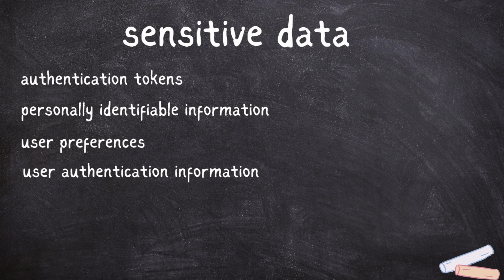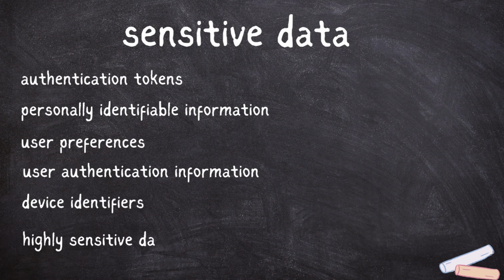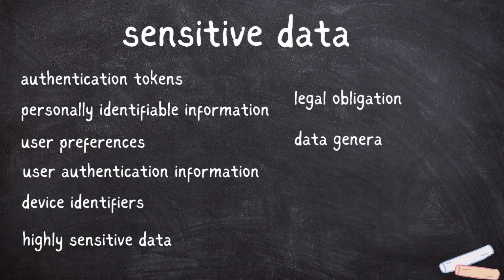We also have, as part of the personally identifiable information, bank account numbers, even health information, credit card numbers. We also have device identifiers that may identify a user, highly sensitive data that would even harm or lead to reputational harm. Any data whose protection is a legal obligation, that's also important, and any technical data generated by the app, for example, encryption keys.